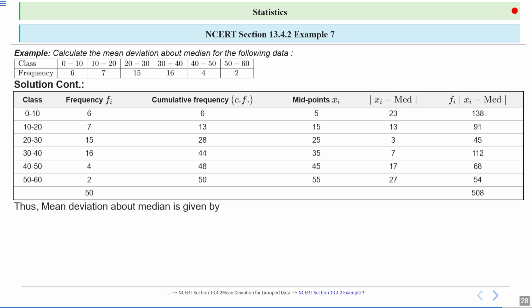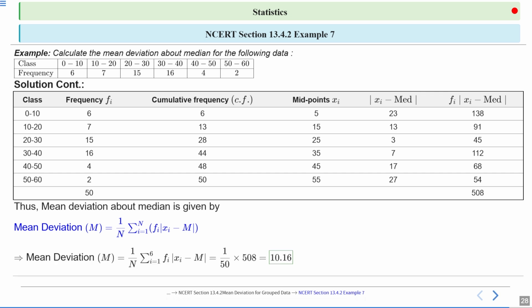Next, let's recall the formula for mean deviation about the median. The formula is mean deviation equals 1 by n, summation i equals 1 to n, fi multiplied with the absolute value of xi minus m. Finally, when we calculate 1 by 50 multiplied with 508, we get 10.16. So the mean deviation about the median equals 10.16.